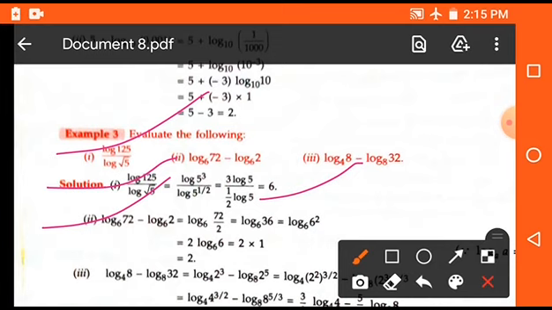In the same way, another example is log 72 base 6 minus log 2 base 6. So we can write log 72 upon 2 base 6 by the formula log m upon log n. So its value will be 2 log 6 base 6, which is equal to 2 into 1, because we know that log a base a is equal to 1. So its value will be 2.